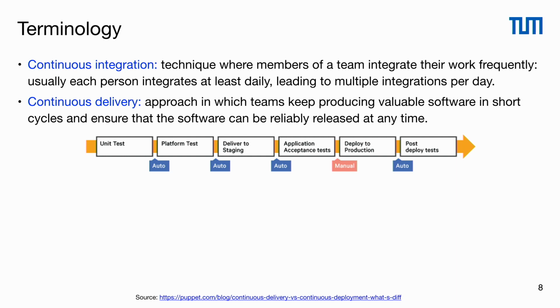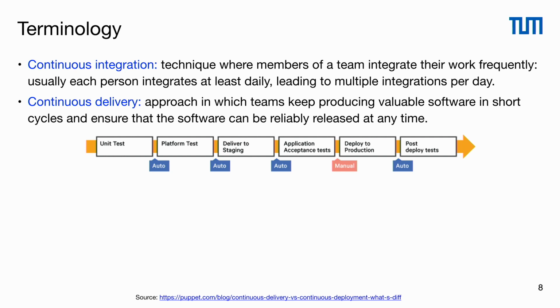You can see an example of a so-called build pipeline in this slide. The pipeline starts with unit tests that will be automatically executed after each change. If all the unit tests pass, platform tests are executed. If all these platform tests pass, the software is delivered to a staging environment, an internal target environment where the developers can actually see if the software works as specified or not. The actual deployment to the production is then done manually after all acceptance tests are passed.